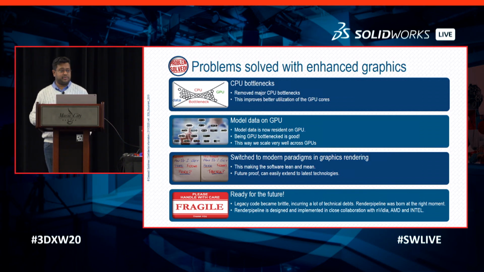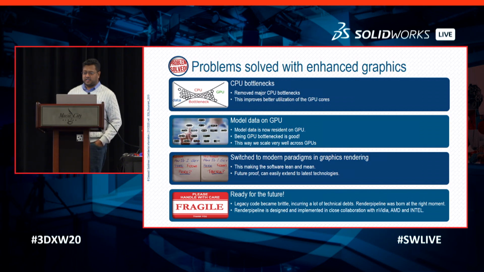And being GPU bottlenecked is actually pretty good, because then you're utilizing all of the GPU cores, or sometimes people call them CUDA cores. In fact, we see a performance across GPU generations that is exponential, not just linear.